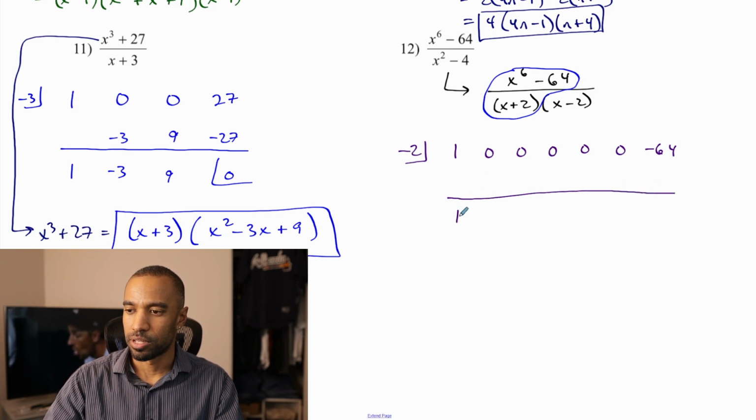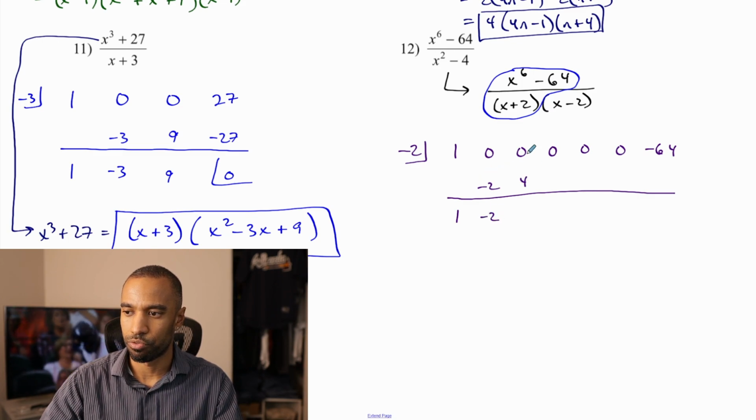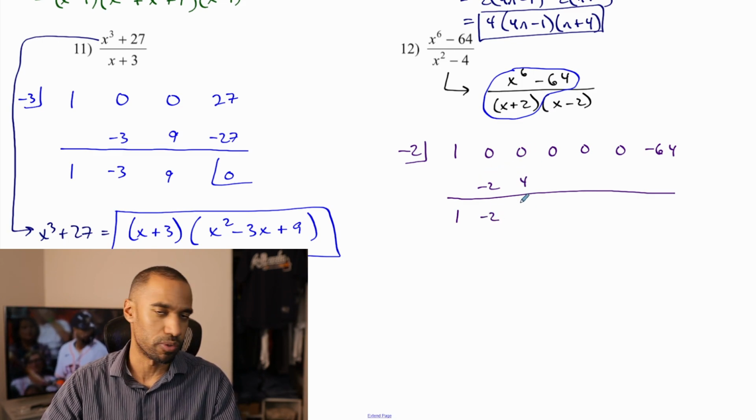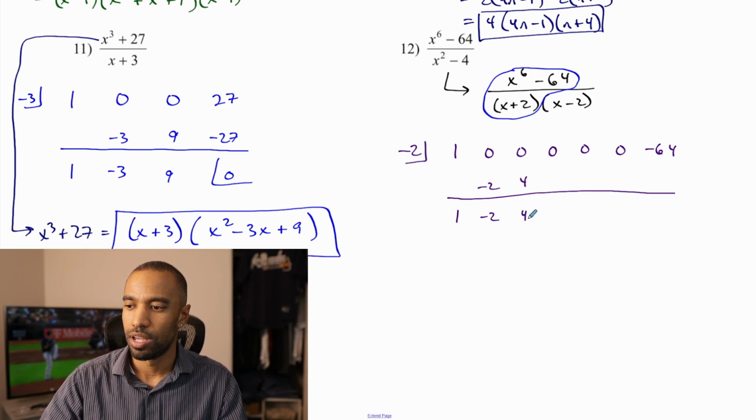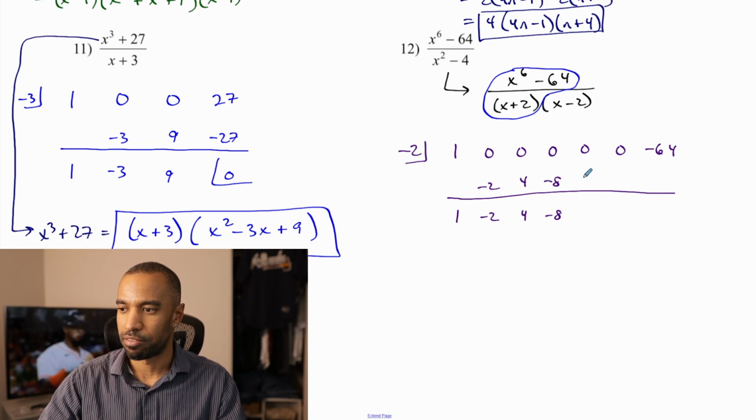Here we go. Bring down the 1, times negative 2 is negative 2. Bring it down. We got a minus 2 times negative 2 is 4. Bring it down. When I say bring it down, I'm doing 0 plus 4. 0 plus 4 is 4. Times negative 2 is negative 8. Bring it down, it's negative 8. Times negative 2 is 16.